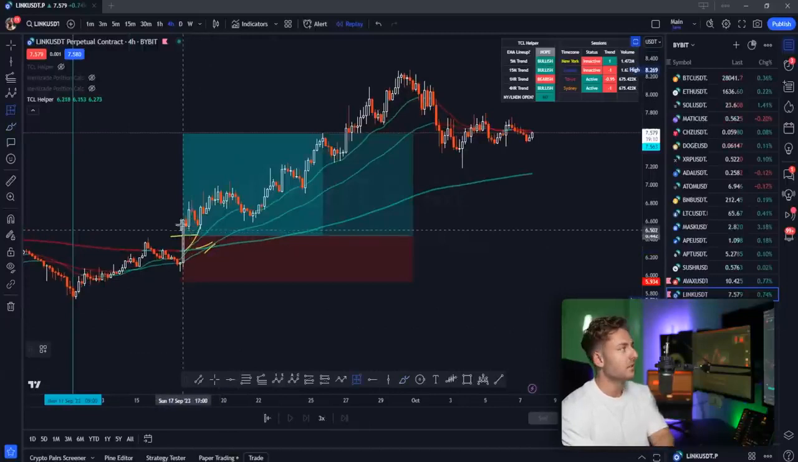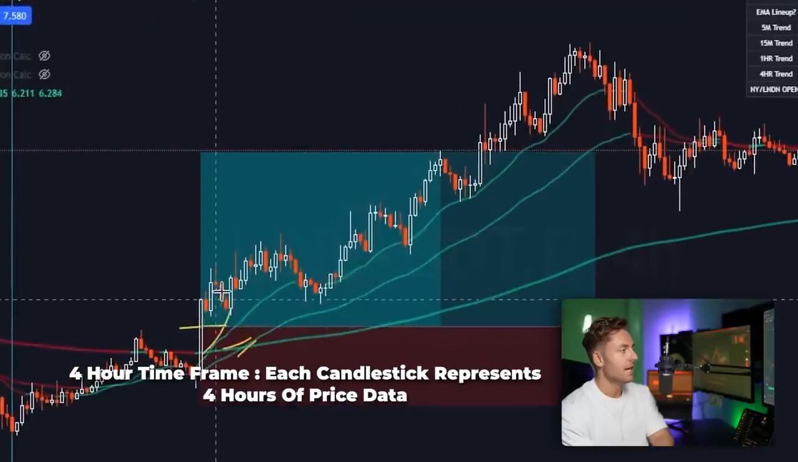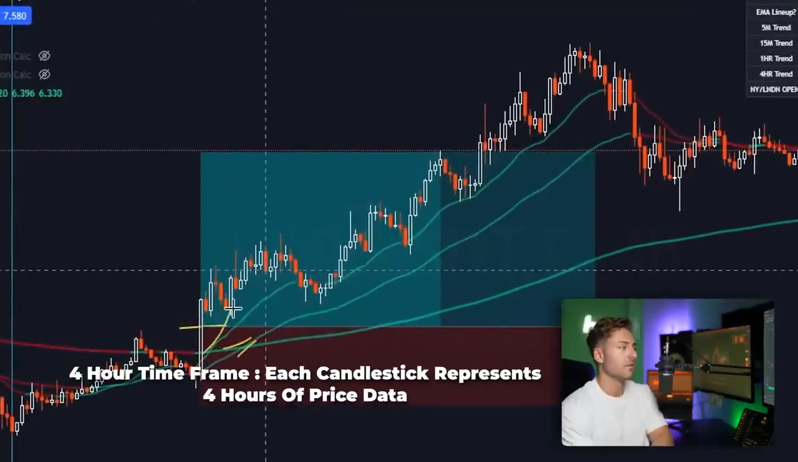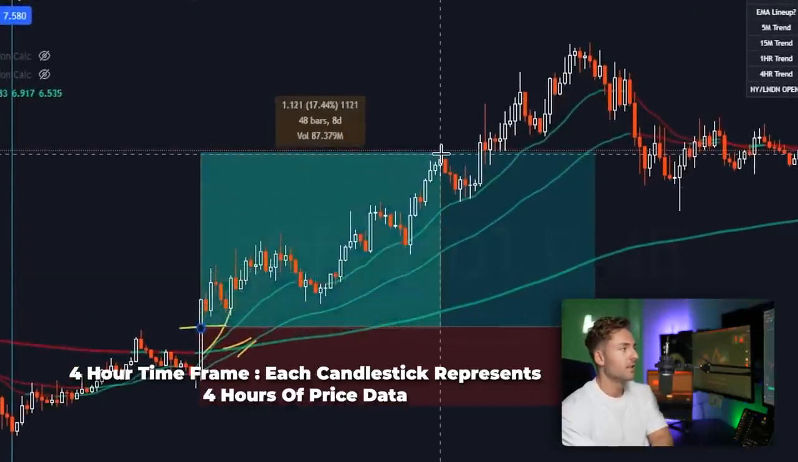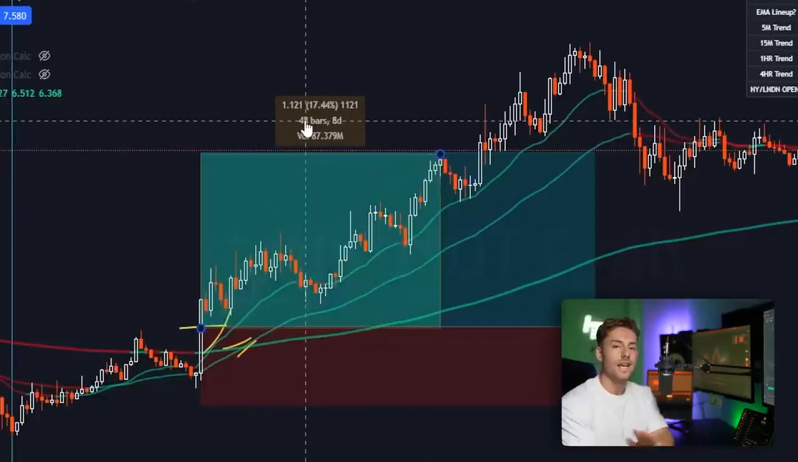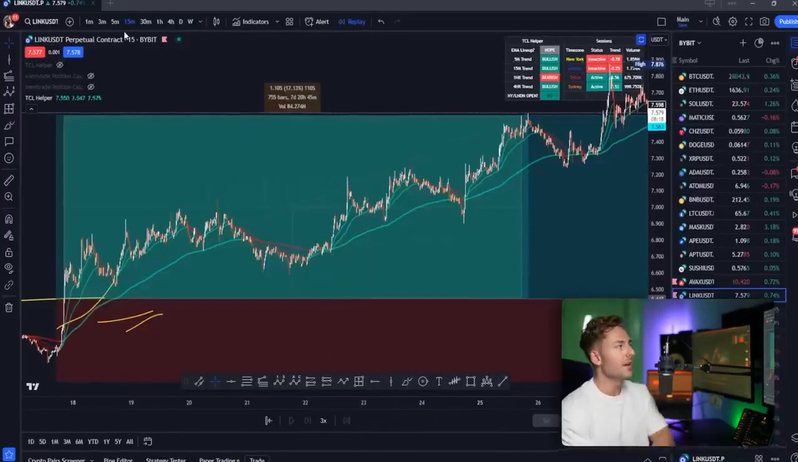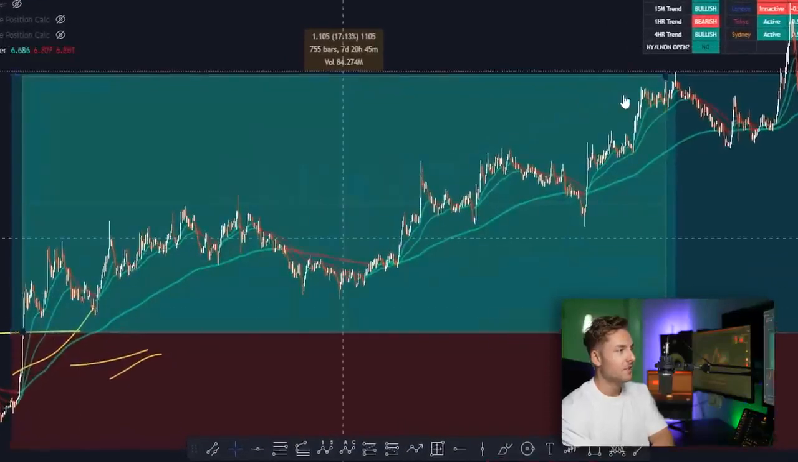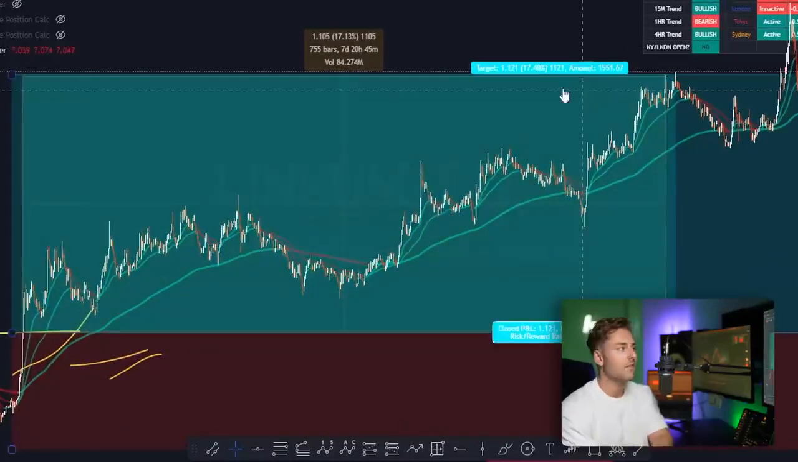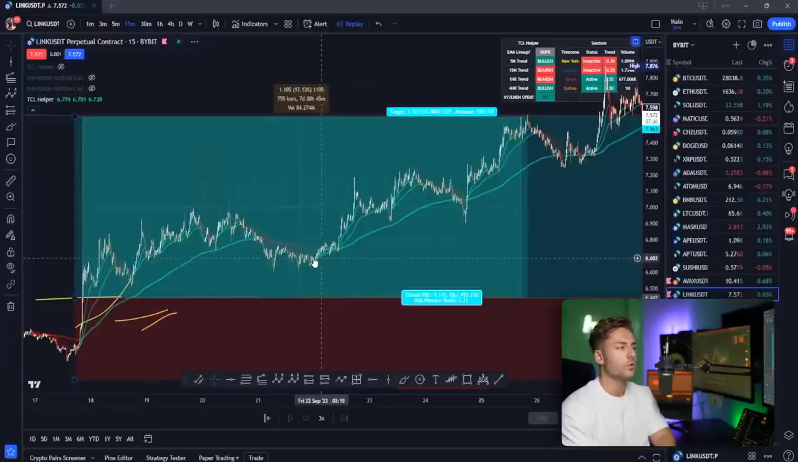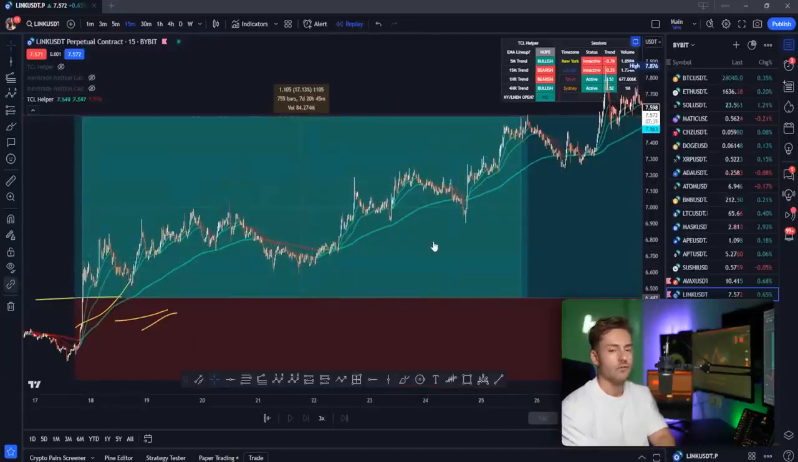So considering this is a 4-hour time frame, each candlestick is representing 4 hours worth of price data. So if we enter here and get out here, this is going to take 48 bars, which is right around 8 days long. Now we can take this same exact price data, but if we flip to a 15-minute time frame, this is still the same duration, but now we have 755 bars. And you can see we've had multiple moving average crosses this entire time, which would trigger a multitude of buy opportunities during this one macro buy opportunity.